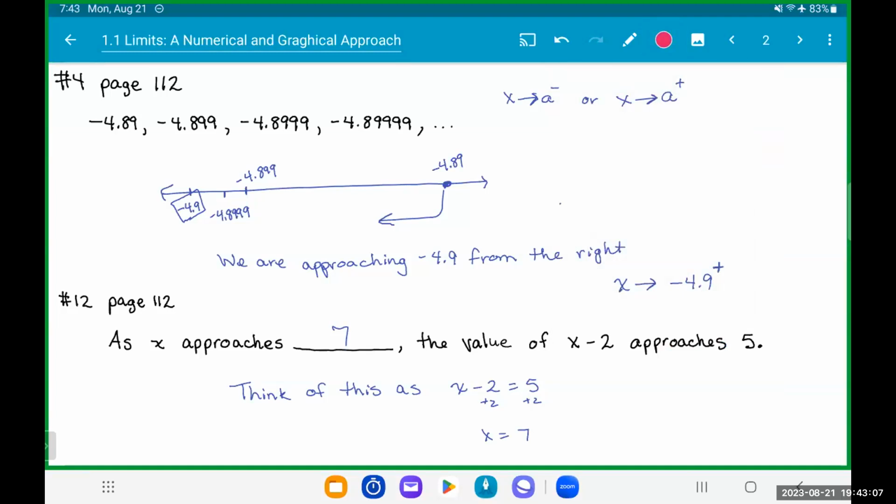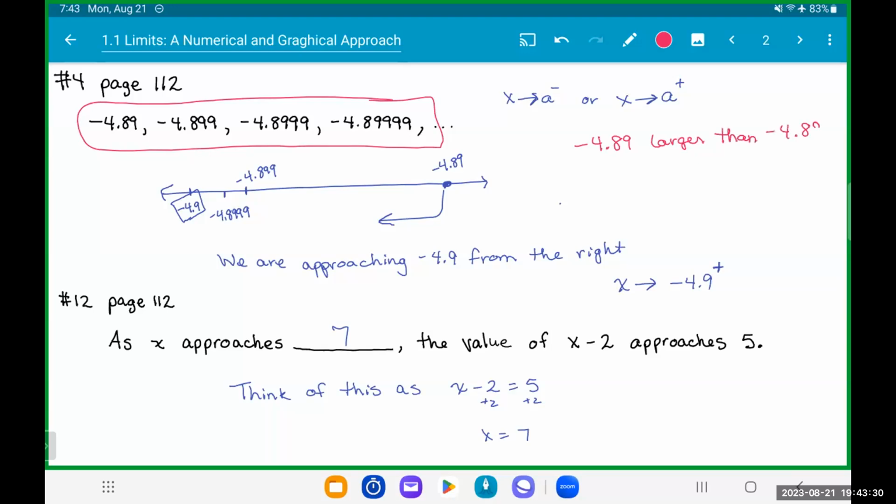So, the first thing when we get one of these kind of problems, it's important to look, are my numbers increasing or are they decreasing, right? So negative 4.89 is larger than negative 4.899, right? And since that is the case, that means larger numbers go on the right and smaller numbers go on the left. So I used that bit of information to kind of place it out here on a number line.